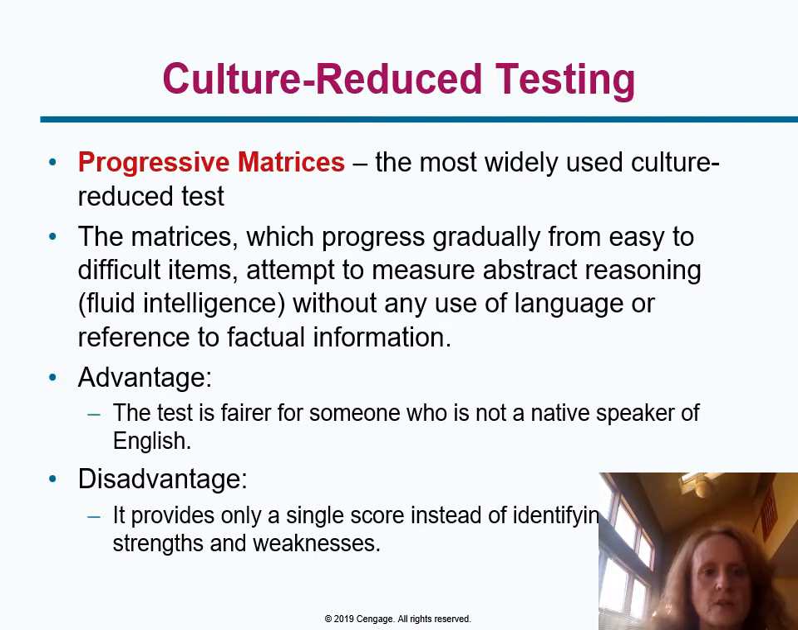Next, we're going to look at culture-reduced testing. There's something known as progressive matrices, the most widely used culture-reduced testing. The matrices, which progress gradually from easy to difficult items, attempt to measure abstract reasoning, that fluid intelligence, that which we continue to learn, without any use of language or reference to factual information. The advantage is the test is fairer for someone who's not a native speaker of English. The disadvantage is that it provides only a single score instead of identifying someone's strengths and weaknesses.